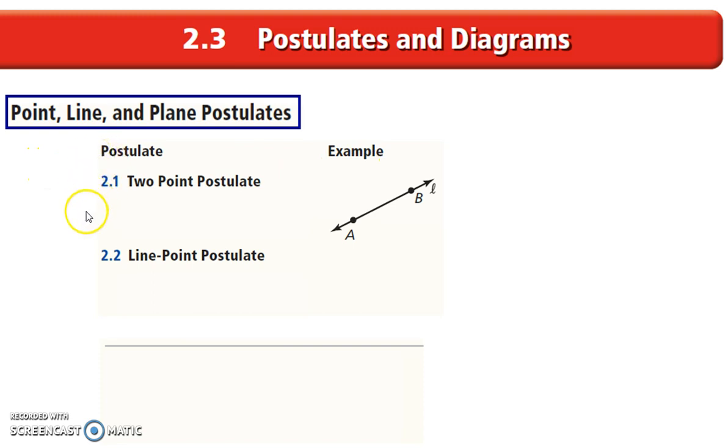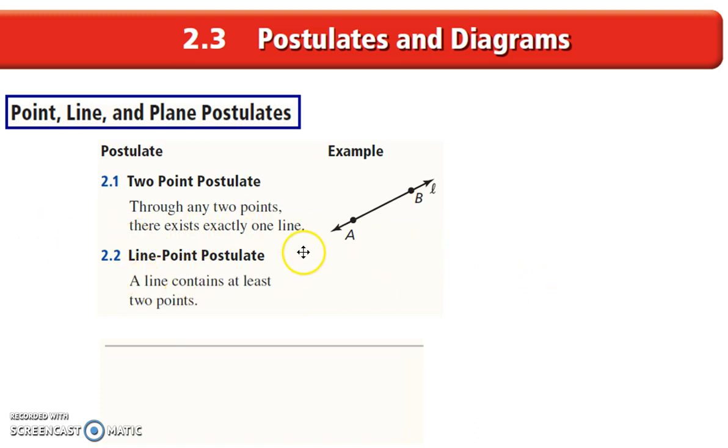Postulate 2-1, the 2-point postulate. Pretty easy. If we have 2 points, then there's exactly one line that goes through them. The line-point postulate is a line contains at least 2 points. So if you have 2 points, there's one line through them. If there's a line, it contains at least 2 points.